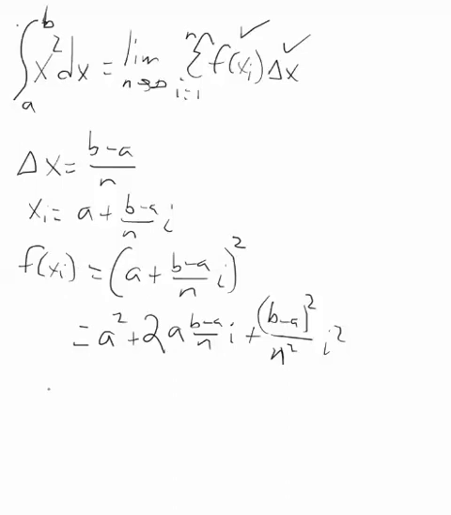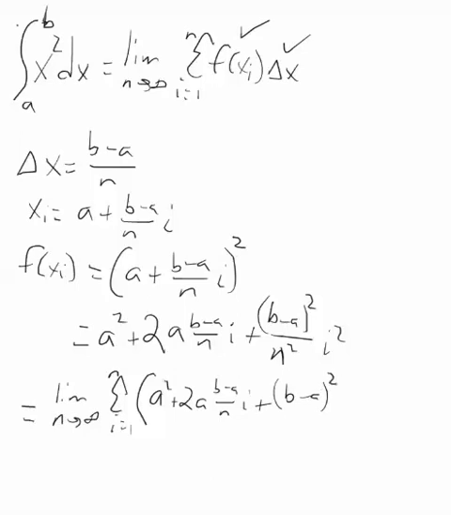Now to put that whole thing together, our area, our integral for x squared, is going to be back to the limit. And f of x sub i is that whole thing, a squared plus 2a b minus a over n i plus b minus a squared over n squared i squared. That's just f of x sub i, right? So it's still times delta x, which is b minus a over n. Okay, so we're going to have to clean that up and see what happens.